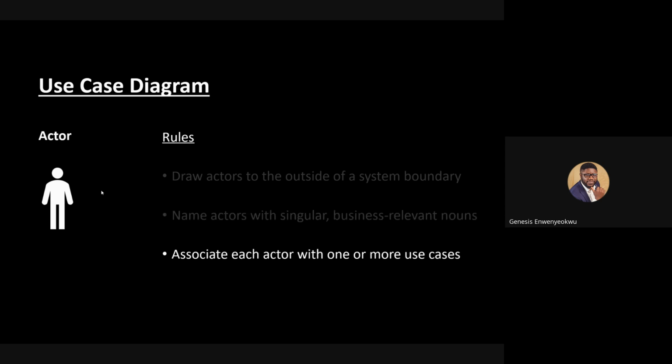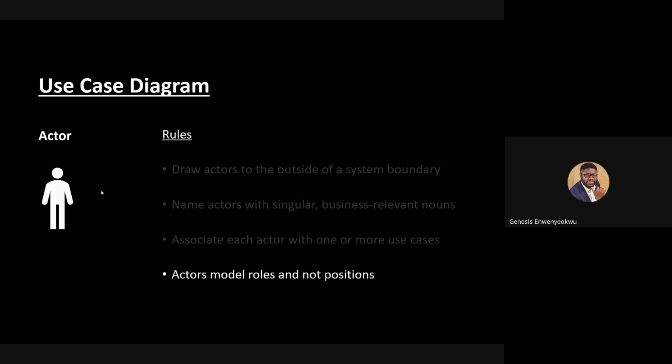And then number 3, you must ensure that when you draw your actors in your use case diagram, each actor must have a relationship with one or more use cases. You can't have an actor that does not have a relationship with a use case. That is very wrong of you when you are drawing a use case diagram. So each actor must have a relationship with one or more use cases in your diagram.